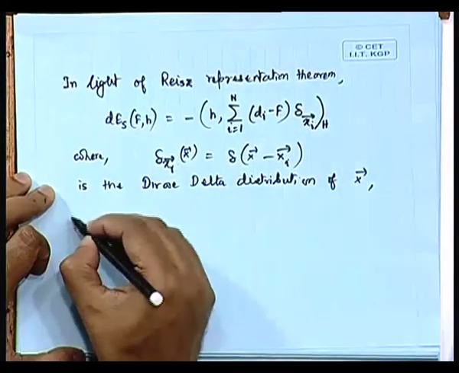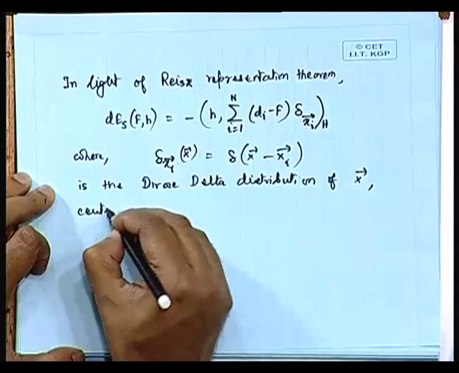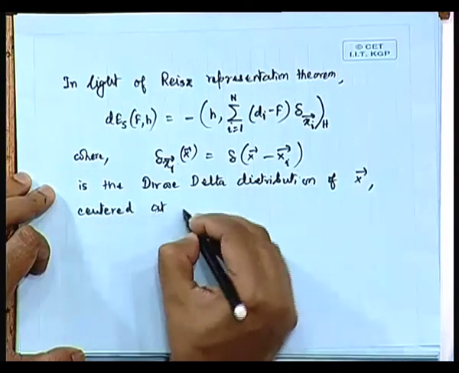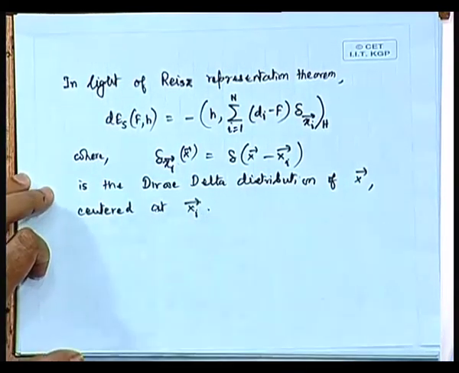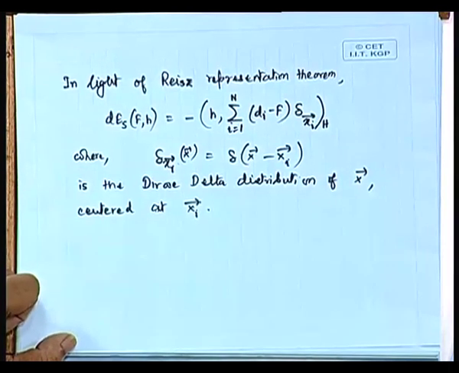X vector centered at xi. Right. So, this must say that only when this x vector is equal to xi vector, in that case the Dirac delta is equal to 1, and otherwise, when xi vector is not equal to x vector, then that is equal to 0. So, it is the Dirac delta distribution definition directly.